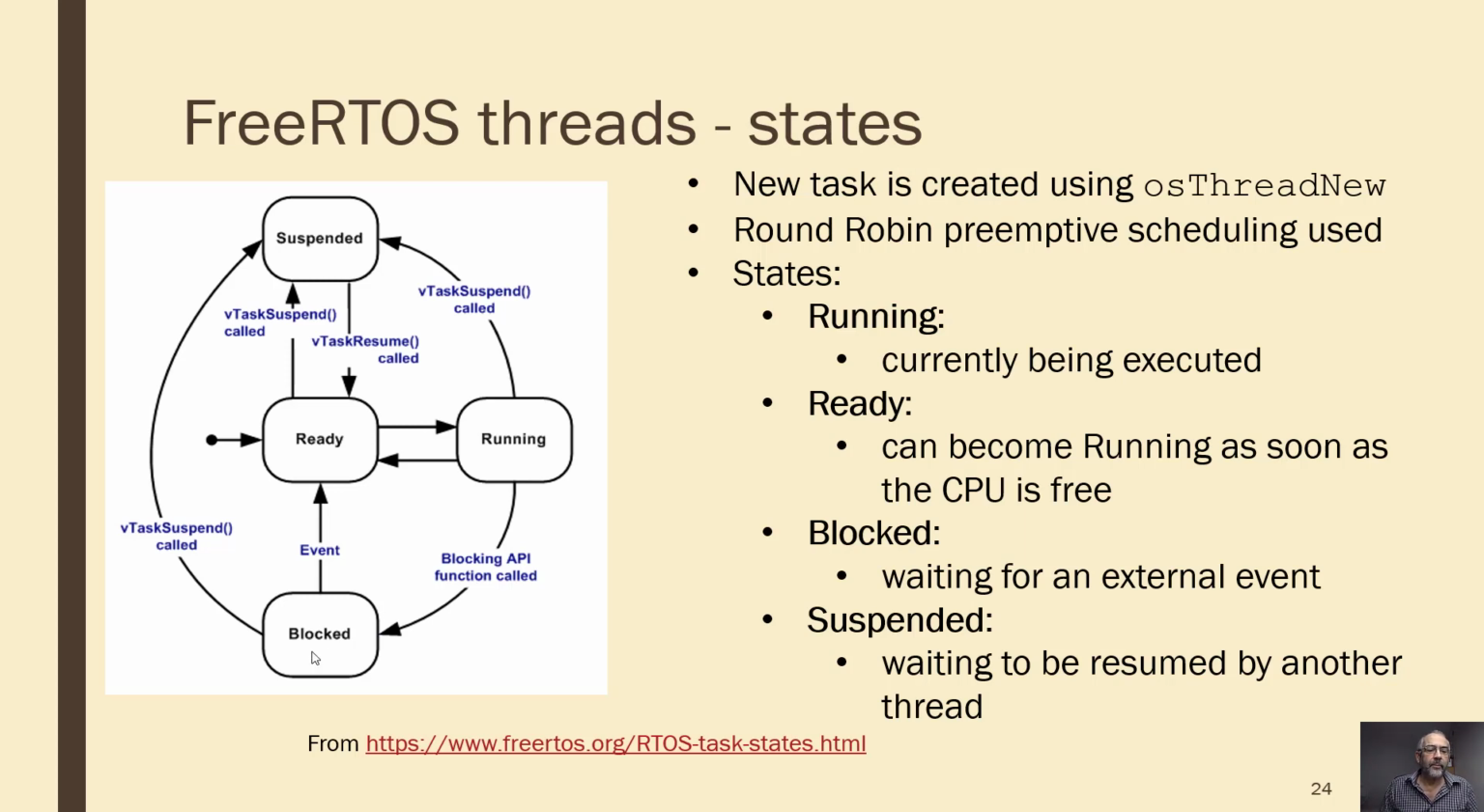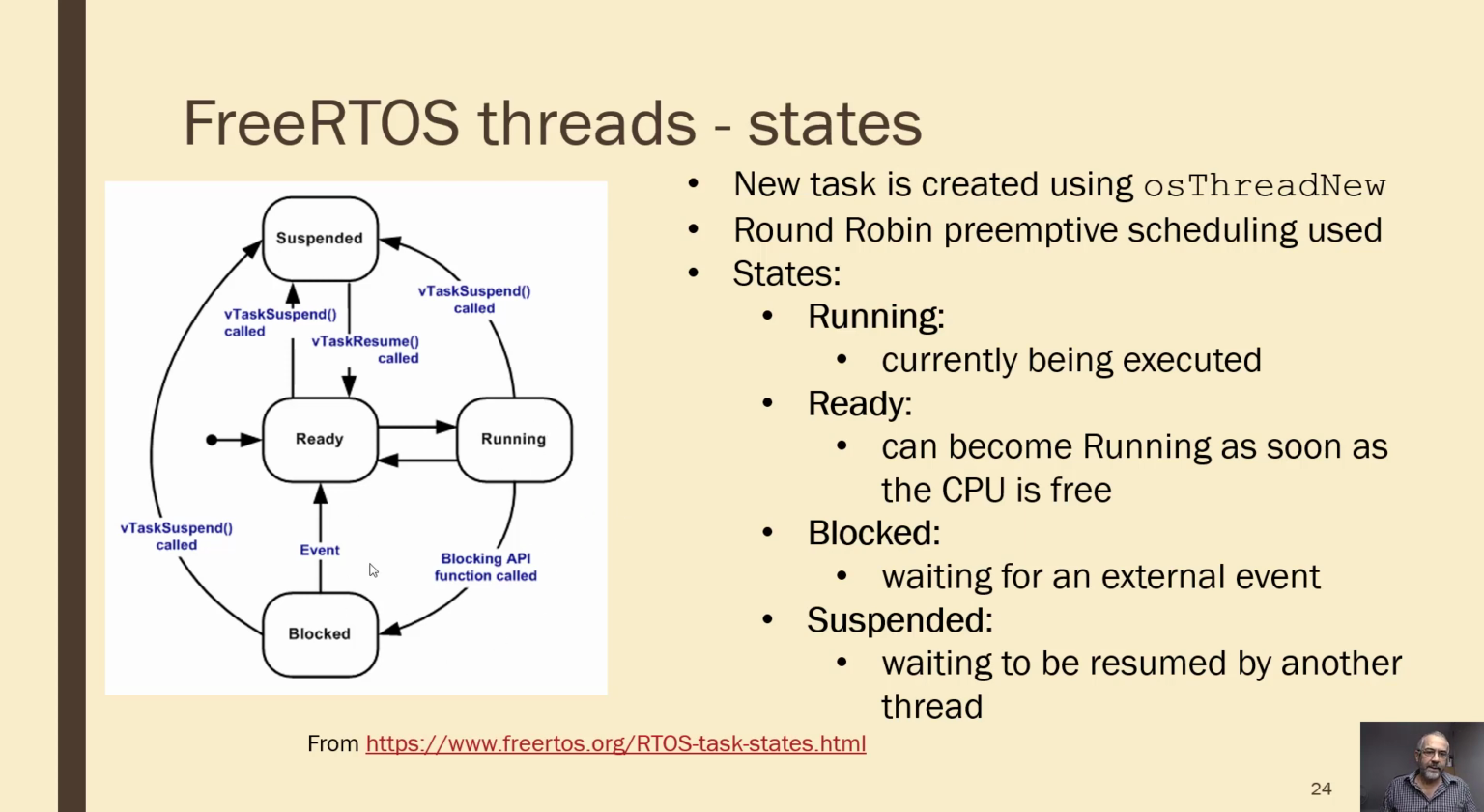And then how do we go back from the blocked state to the ready state? That's when that event occurs. So if you are waiting for a press on a button, then as soon as that button is pressed, the thread will go from the blocked state to the ready state. And then as soon as the CPU is free, it can become running again.